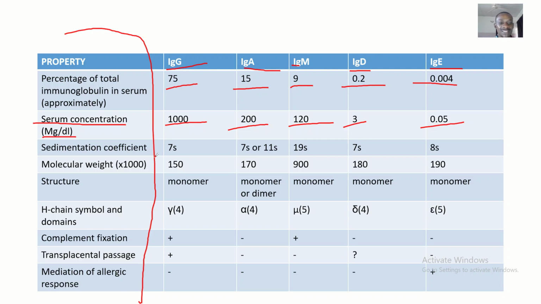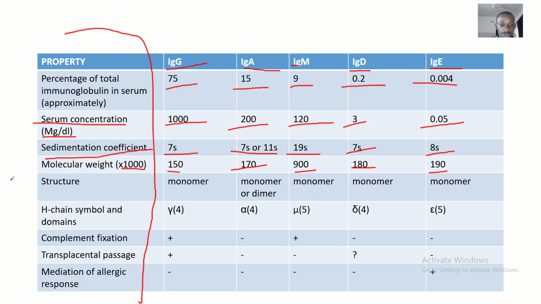Then how about the sedimentation coefficient? For immunoglobulin G we have 7S, for A we have 7S or 11S, for M we have 19S, for D we have 7S, for E we have 8S. Then the molecular weight, magnified 1000 times: for immunoglobulin G it is 150, for A it is 170, for M it is 900. Of course, M is heavy because it has 5 subunits. Then for D it is 180, for E it is 190.